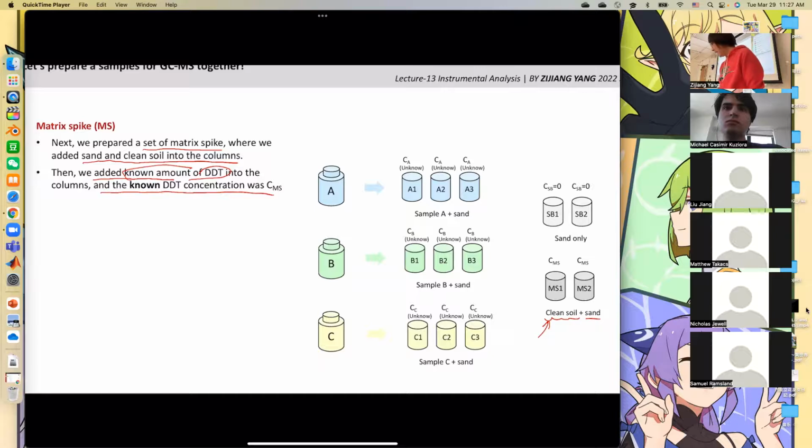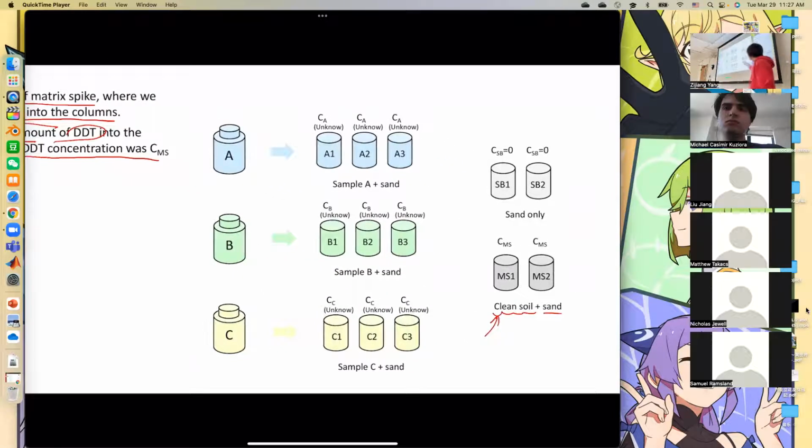like the matrix spike. So for now, we also have another extra 2 columns. And again, we can have extra 3 columns, but here I just show 2. And we know that this is clean soil plus sand. And we have this CMS, C matrix spike. And we know that these 2 concentrations are also known values. So if the measured results of these 2 values do not equal these 2, we can say there are some problems.